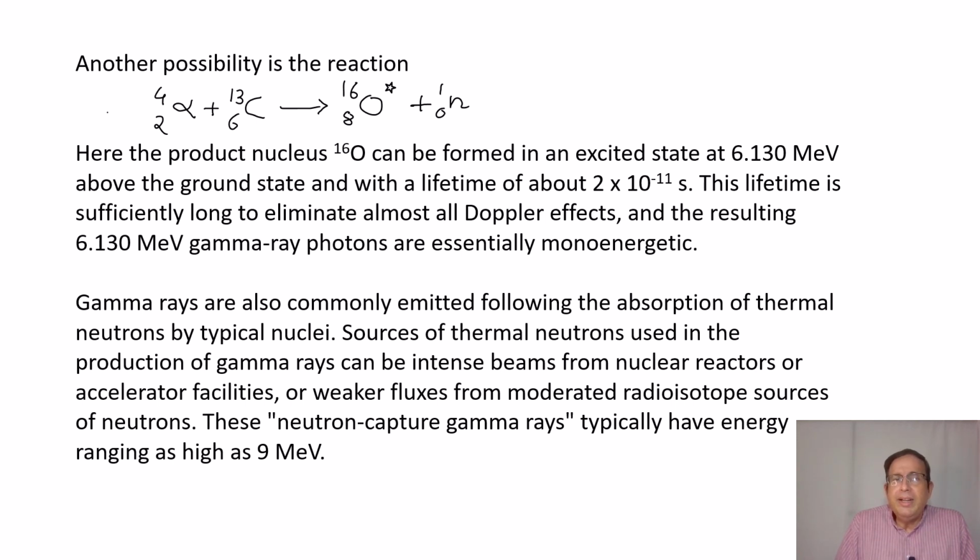Similarly, accelerators or radioisotopes, which are moderated in the nuclear reactors, also produce weaker fluxes of neutrons, and these neutrons are captured by other material in the surrounding medium, and this nuclear capture renders those materials in the excited state. Those materials then emit gamma rays which have an energy as high as 9 mega electron volt.